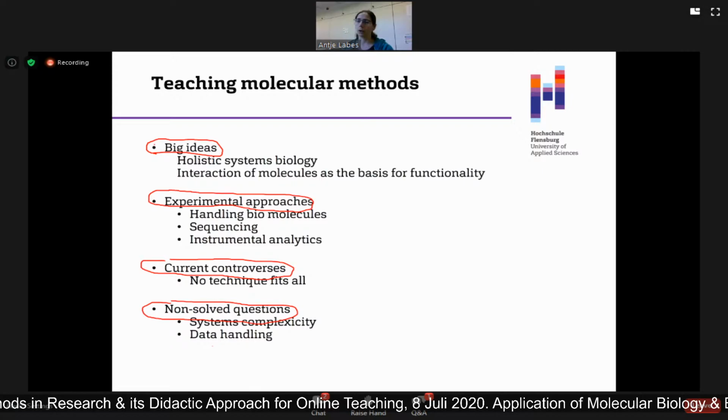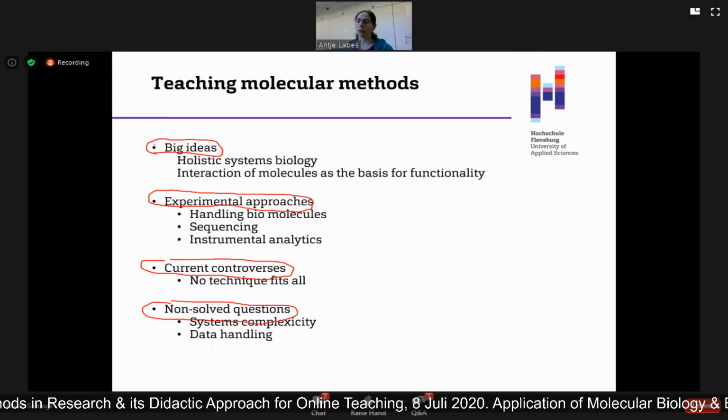When I think about the experimental approaches, I also think about, okay, what do we need to teach the students in the laboratory work? And I would always say, okay, it's how to handle the biological molecules, so that they are not destroyed during handling. I think we have to talk about sequencing as one basic technology. And it's not only PCR, which is the basis for that, but sequencing and handling sequencing. And the third thing is that they should be very comfortable with instrumental analytics in there.